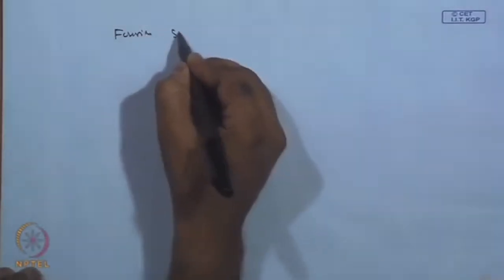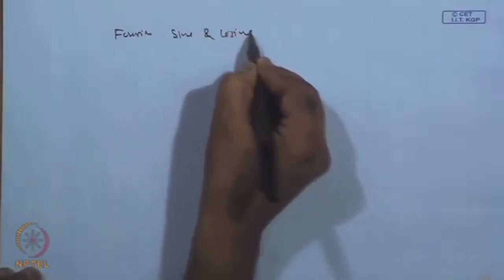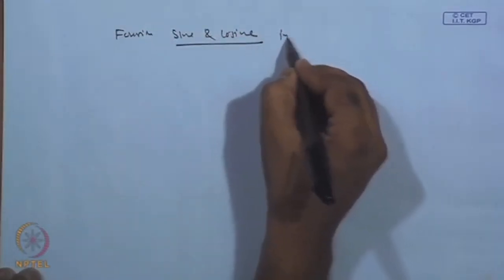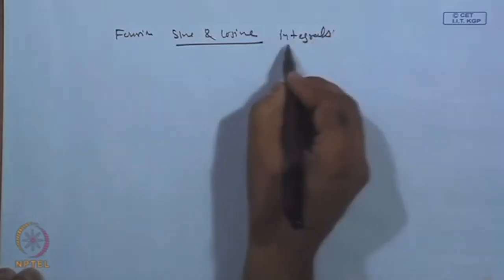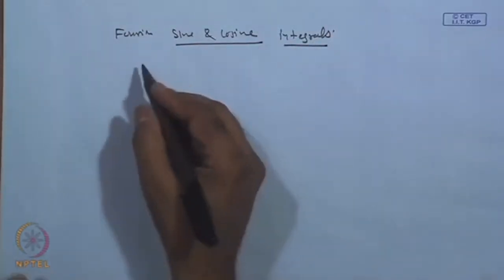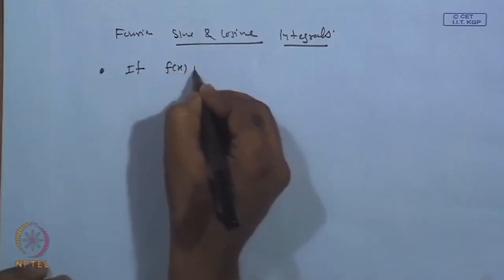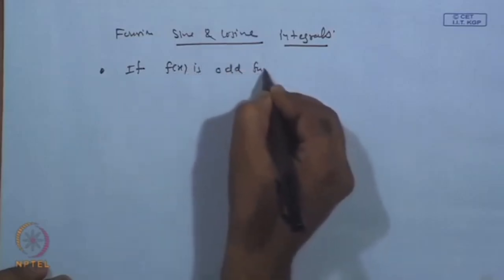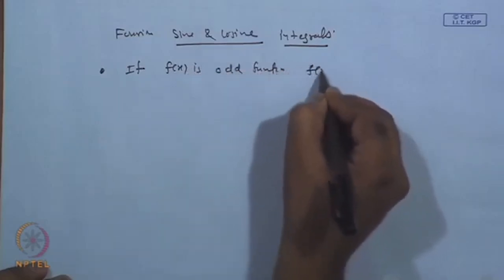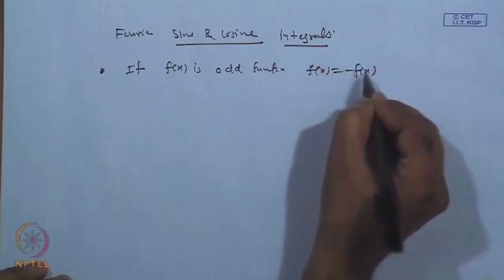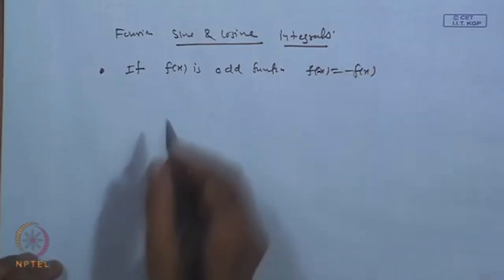So, this was the Fourier integral representation of a function, and now we will go for the particular cases, that is, Fourier sine and cosine integrals. It is basically the idea we have for Fourier sine and cosine series. So, if this f(x) is an odd function, that means f(-x) is minus f(x), an odd function.